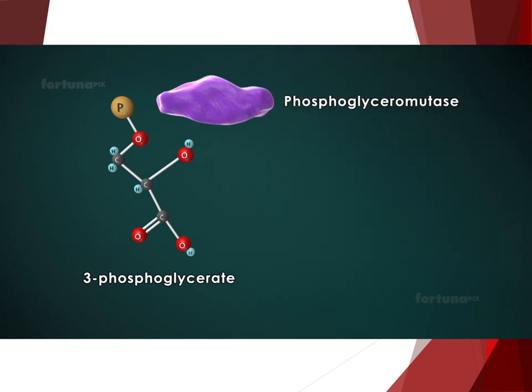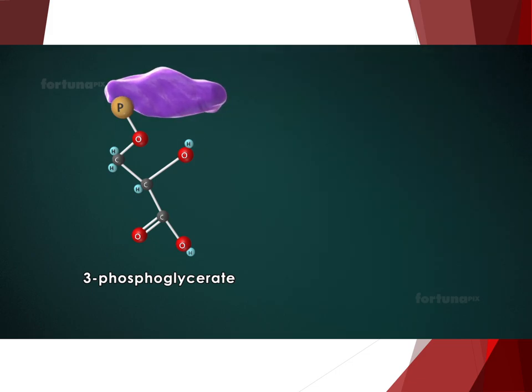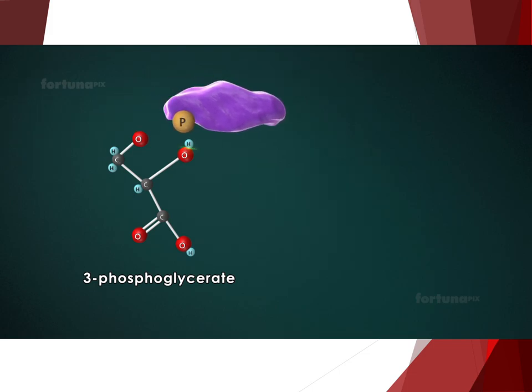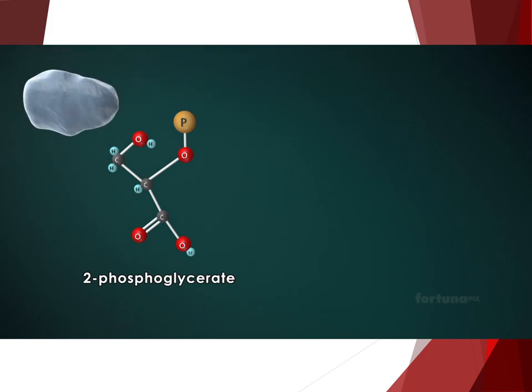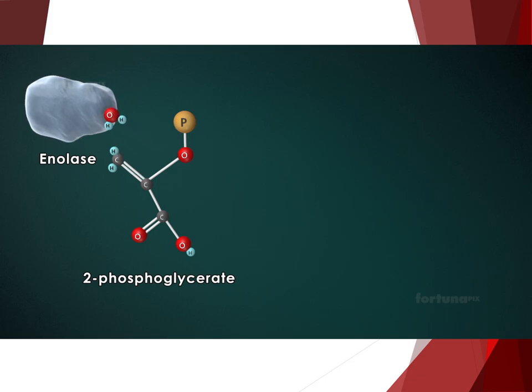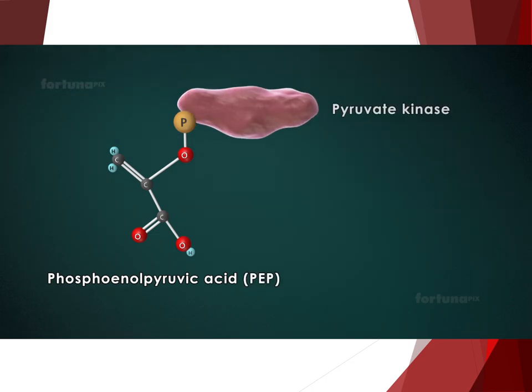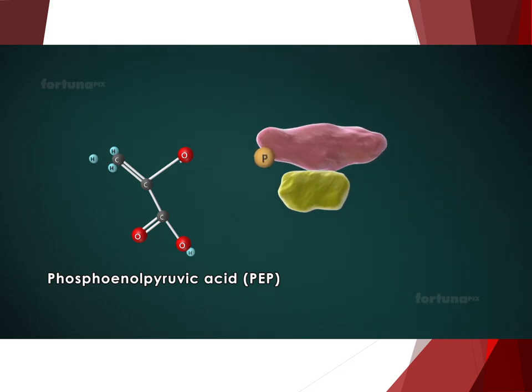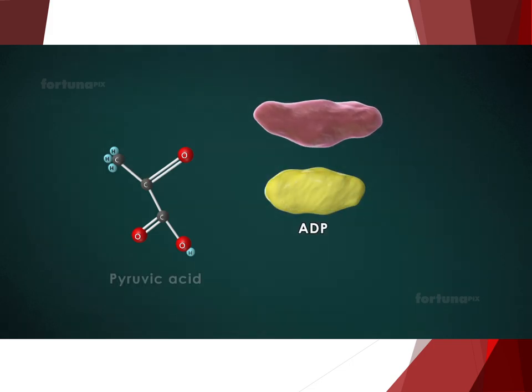Another enzyme, phosphoglyceromutase, will transfer 1 phosphate from the 3rd to the 2nd carbon of 3-phosphoglycerate, forming 2-phosphoglycerate. In the next step, the enzyme enolase will remove a water molecule, which causes a double bond to form, resulting in a phosphoenolpyruvic acid molecule, or PEP. Pyruvate kinase will then transfer 1 phosphate from phosphoenolpyruvic acid to ADP, producing pyruvic acid and ATP.